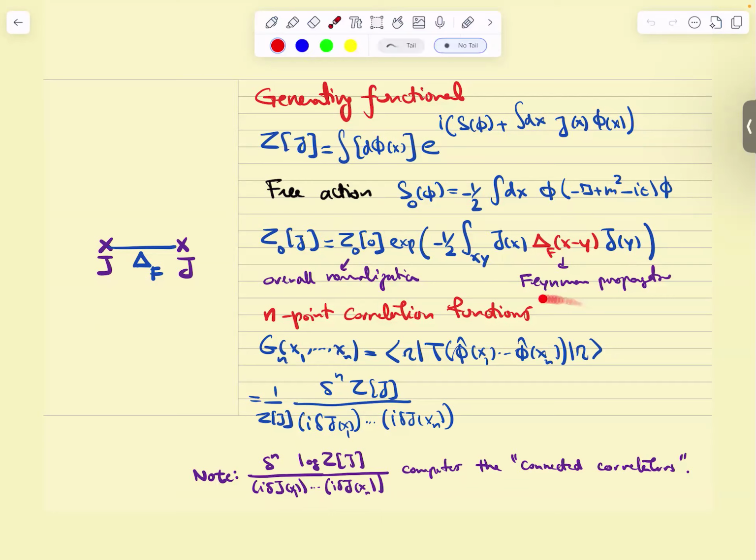What is the n-point correlation function? The n-point correlation function is, here's the interacting vacuum, a time-ordered insertion of these operators. And the way you find it is by taking 1 over Z of J times n derivatives of Z of J with respect to J(x1) all the way, setting J equals 0 at the end. The time ordering comes naturally from the i epsilon thing.